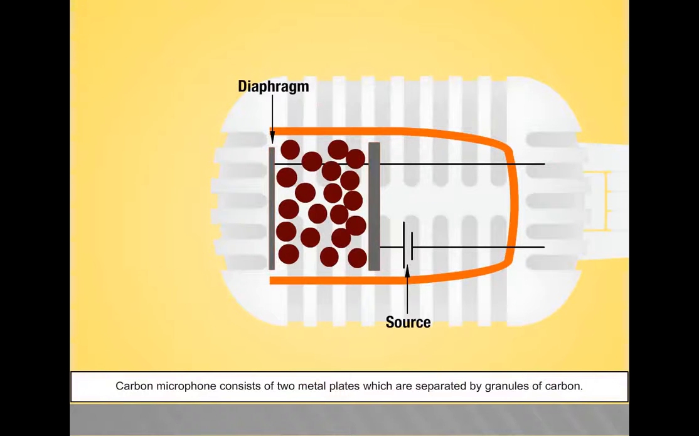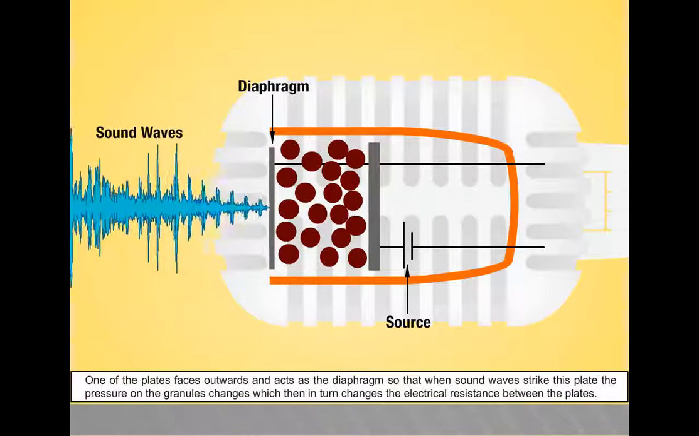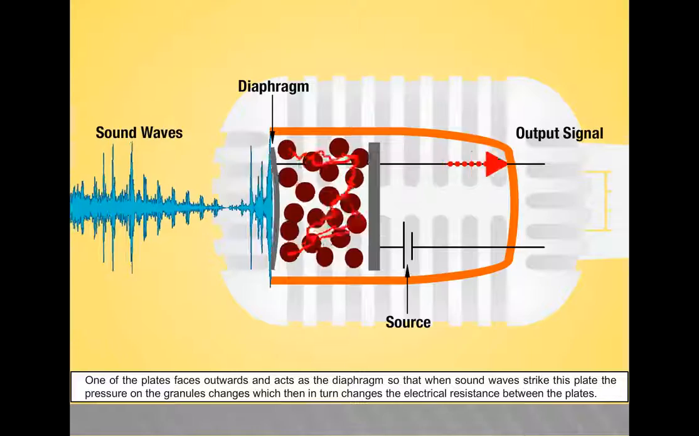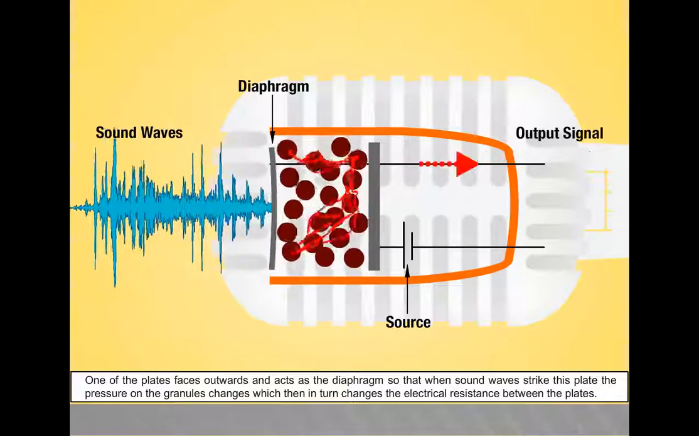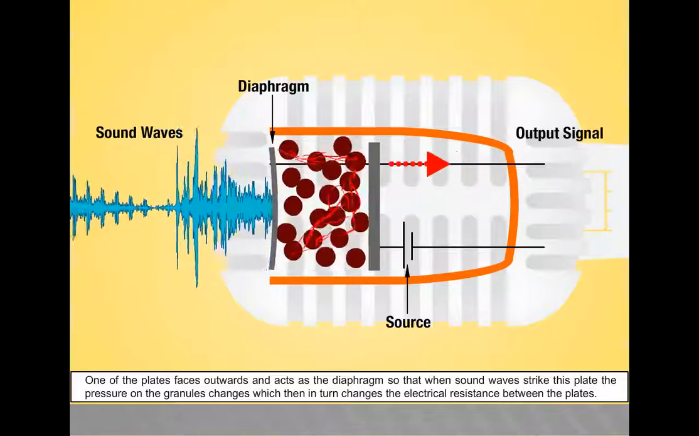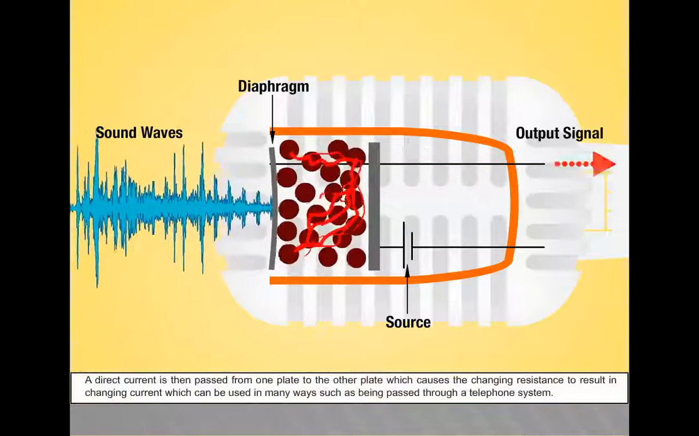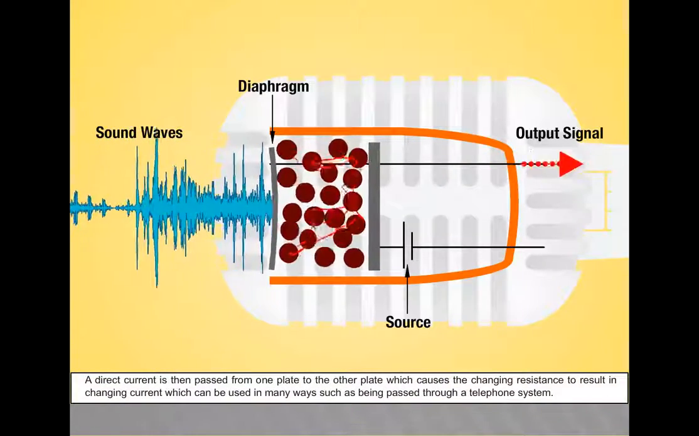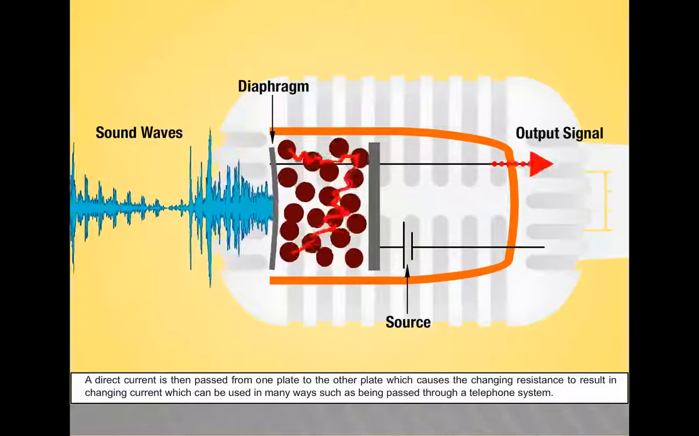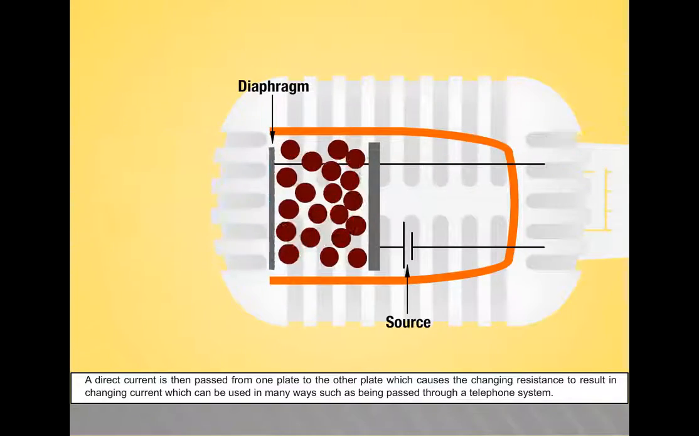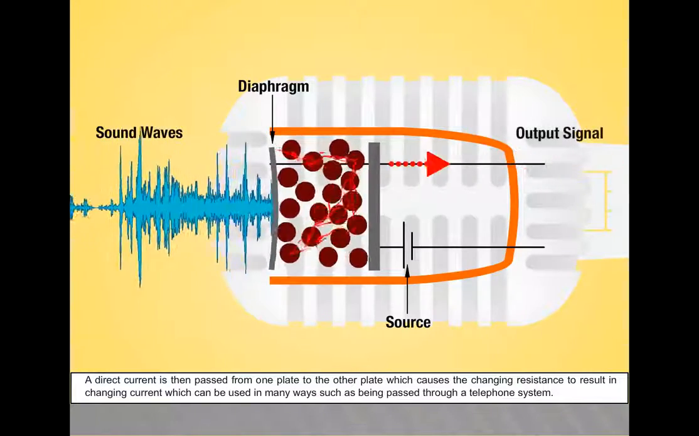A carbon microphone consists of two metal plates which are separated by granules of carbon. One of the plates faces outwards and acts as a diaphragm, so that when sound waves strike this plate, the pressure on the granules changes, which in turn changes the electrical resistance between the plates. A direct current is then passed from one plate to the other, which causes the changing resistance to result in changing current, which can be used in many ways such as being passed through a telephone system.